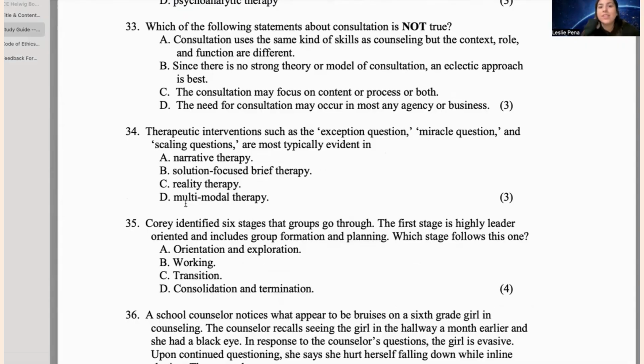Therapeutic interventions such as exception questions, miracle questions, scaling questions are most evident in which type of therapy? I love these questions. They are amazing because they're so simple. They give you so much insight.